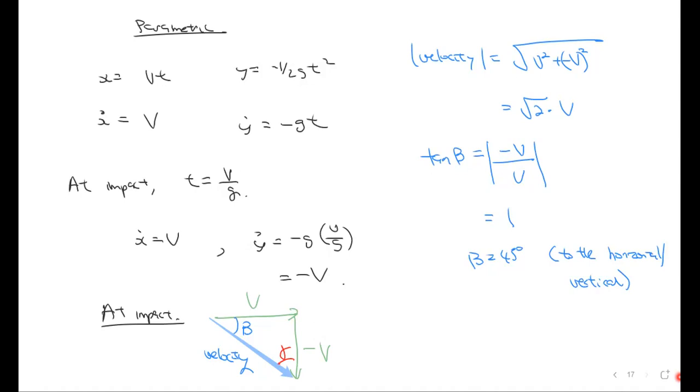But as you can see over here, we've got the velocity magnitude, and we've got the angle, showing that it's going to be 45 degrees. And that's basically how you do velocity questions in midair and on impact at any particular time. And that's basically how you do this question.